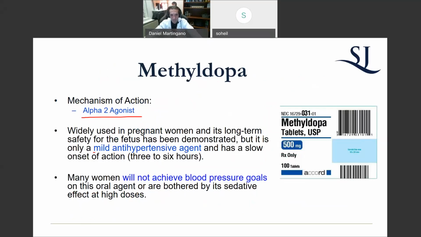It's a mild antihypertensive agent, and it was traditionally used because of its long-term safety profile for the fetus. Because it's such a mild medicine, many women don't achieve their blood pressure goals, and the more you increase your dosing of methyldopa, because it's related to dopamine, you get a sedative side effect. So it's something that's largely fallen out of favor. But occasionally you may see older physicians use it, or even patients that are very low risk, which is hard for me to imagine just because our patients are so not like that at this site. But if you see it along the way in other places, then you know that this is an option.